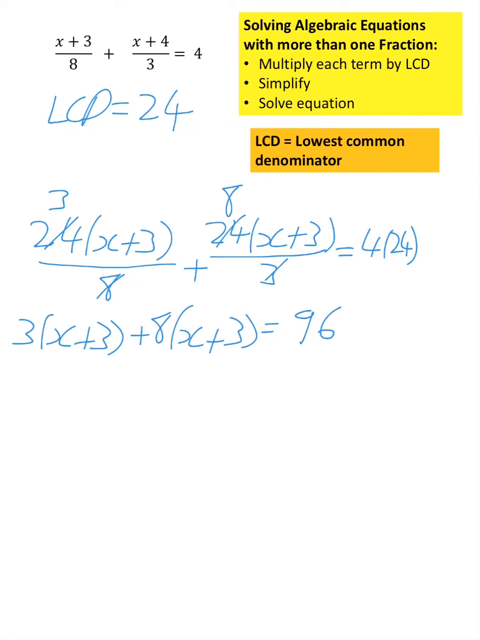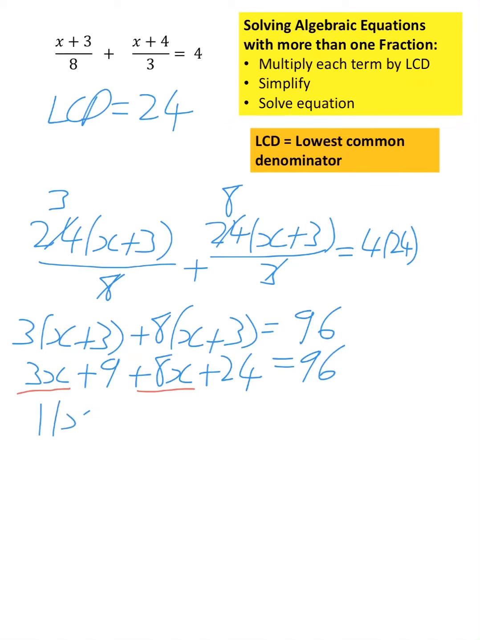Let's expand the brackets. So 3 times x is 3x. 3 times 3 is 9. 8 times x is 8x. 8 times 3 is 24. Equals 96. Okay, let's simplify some like terms now. So 3x plus 8x, that would be 11x. 9 plus 24, that would be 33, equals 96.